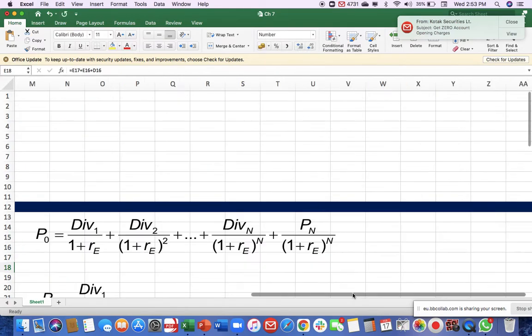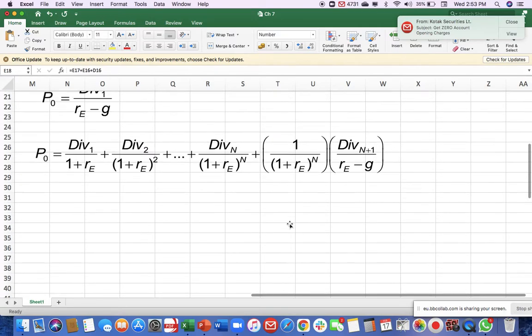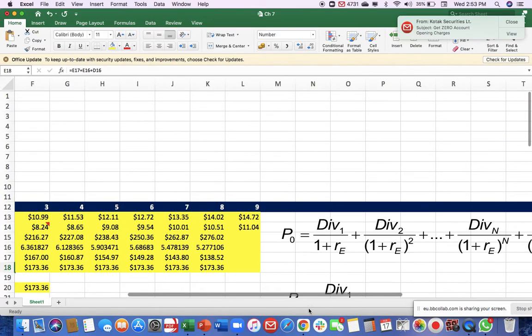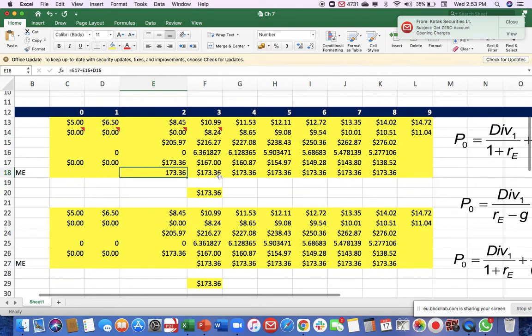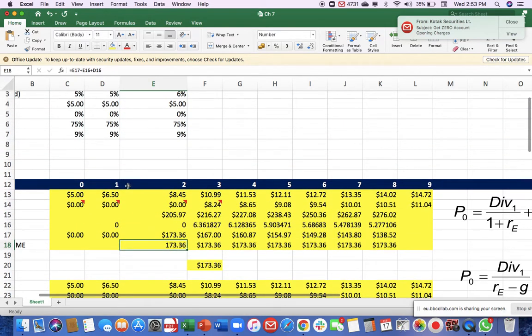And you see, we have done this in different ways to make it clear. I have made a timeline from year 1 to year 9. Anytime you value, the same value will come. You see, 173.36 is the valuation. Why? Because if you are valuing in the second year, you are taking dividend 1, dividend 2 and the perpetuity value. Same if you are doing it in the third year.